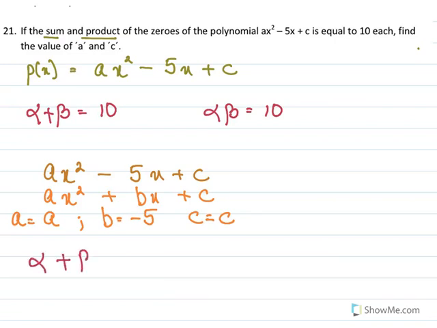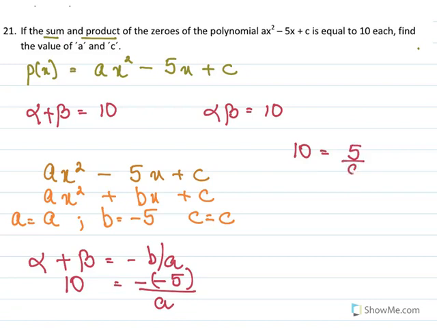Next we go on to alpha plus beta. Alpha plus beta we know is minus B by A. Let's put the values. Alpha plus beta is given as 10 here. So we put 10 equal to minus B by A. This is our B and this is our A. So minus B by A will be minus of minus 5, which is 5, over a. So we have 10 equal to 5 over a. So we have a equal to 5 over 10, a equal to 1 by 2. So we found out that a is 1 by 2.